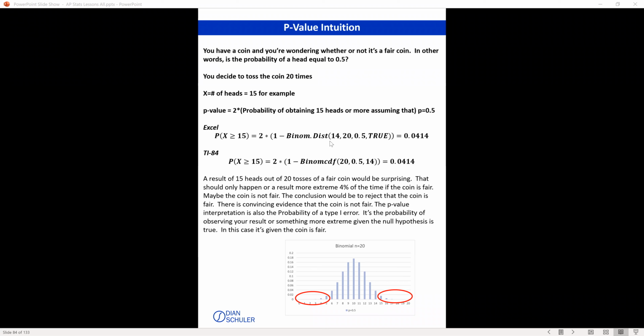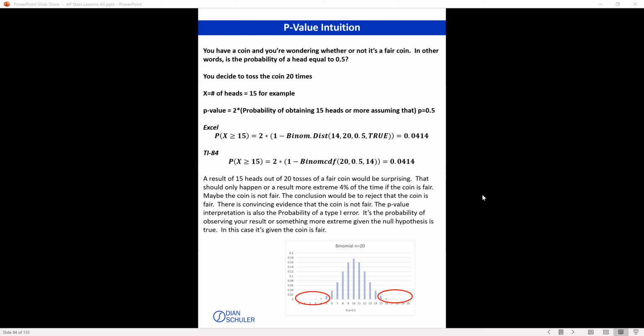So it's 1 minus the binomial distribution where X is 14, total N is 20, 0.5 is the probability of heads, because that's, under H0, under the null hypothesis, it's 0.5. And true just means you're using the cumulative distribution function. And then for the TI-84, it's similar. Their function is binomcdf, and you use N of 20, P of 0.5, and X of 14. And you end up with a result of 0.0414, or about 4%.